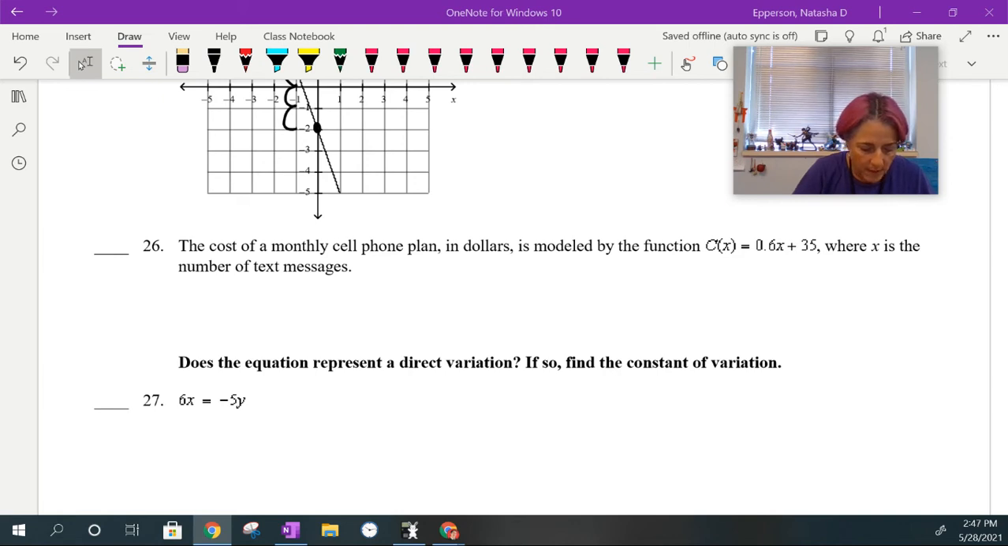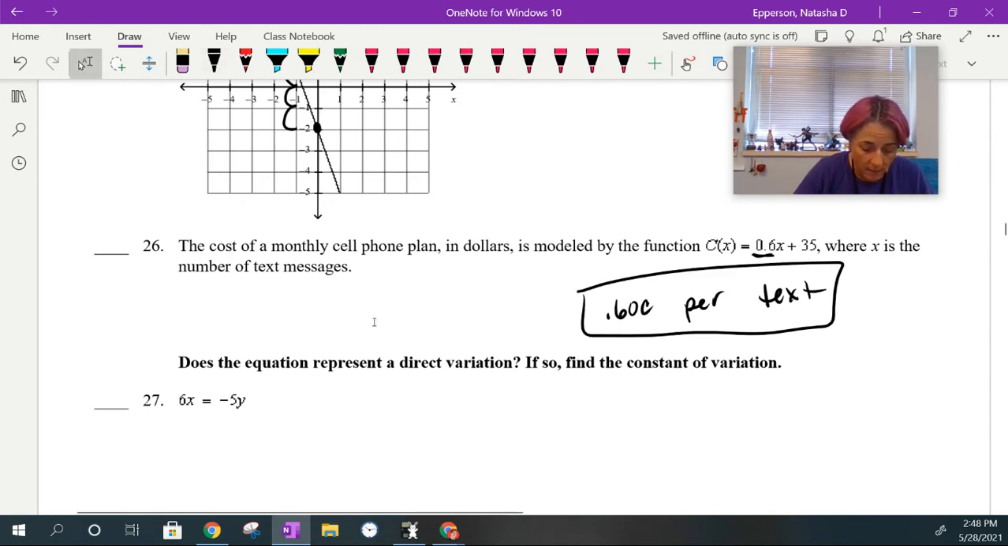All right, so number 26, the cost of a monthly cell plan in dollars is modeled by this function where x is the number of text messages. We're wanting the slope. Your slope is 0.6, so it costs 60 cents per text. That's it.